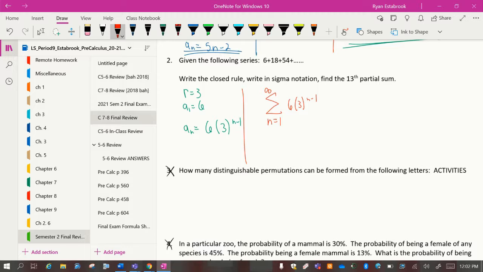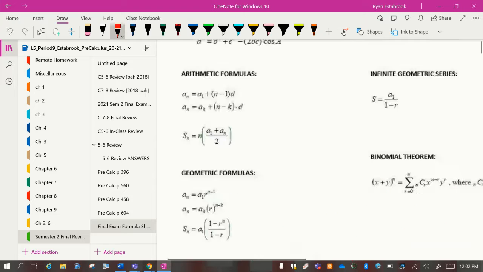Good reason why we're quiet, because we can't answer that. This is a geometric series. The common ratio is 3. Here's how we would try to find the sum of an infinite geometric series. But what must be true about the ratio?